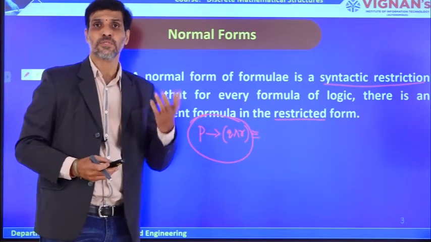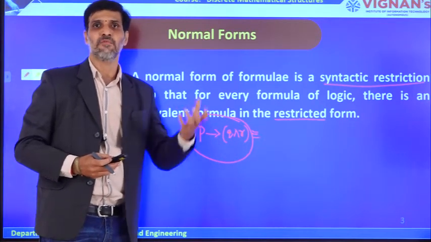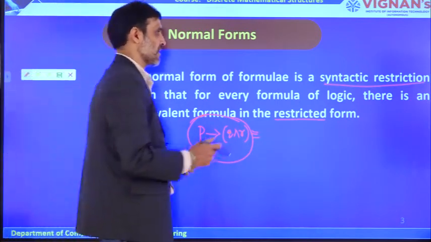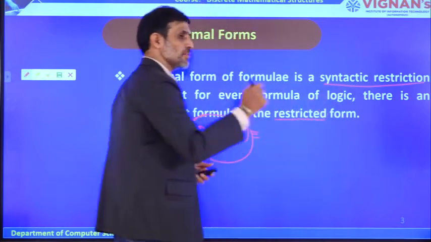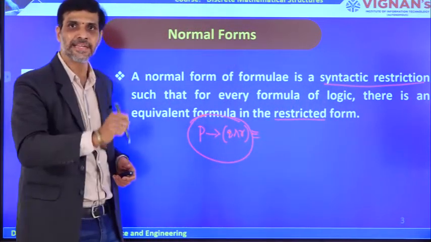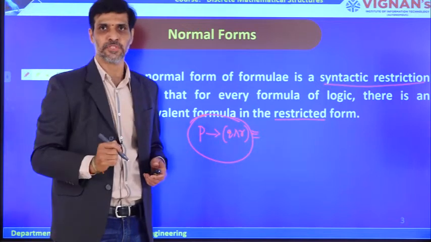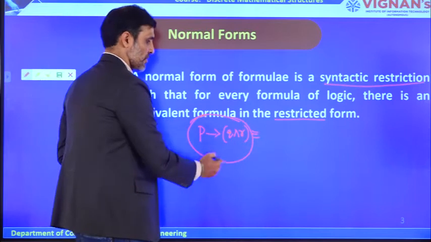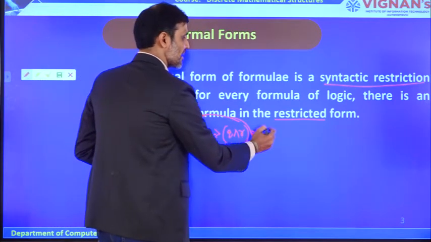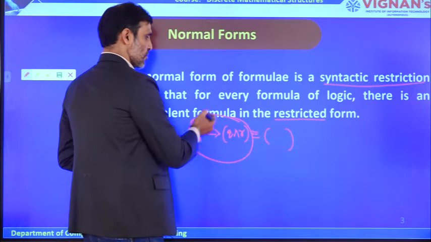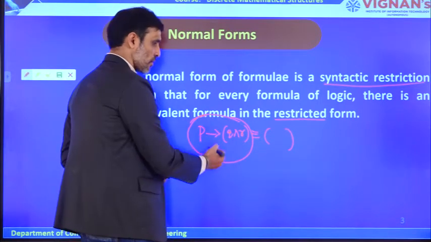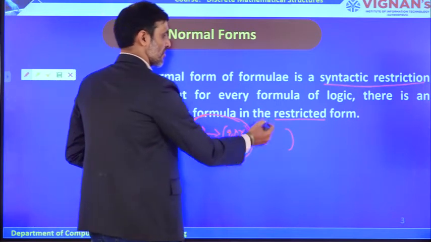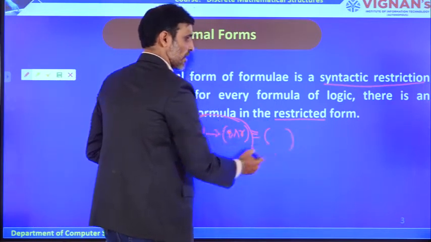So what are those simpler forms? How do we convert them into a simpler form? Using syntactic restriction. That means using the syntactic rules of propositional logic, we convert the entire compound proposition into an equivalent simpler form. Whatever truth value we get for the original compound proposition, we will get the same truth value for the converted proposition.